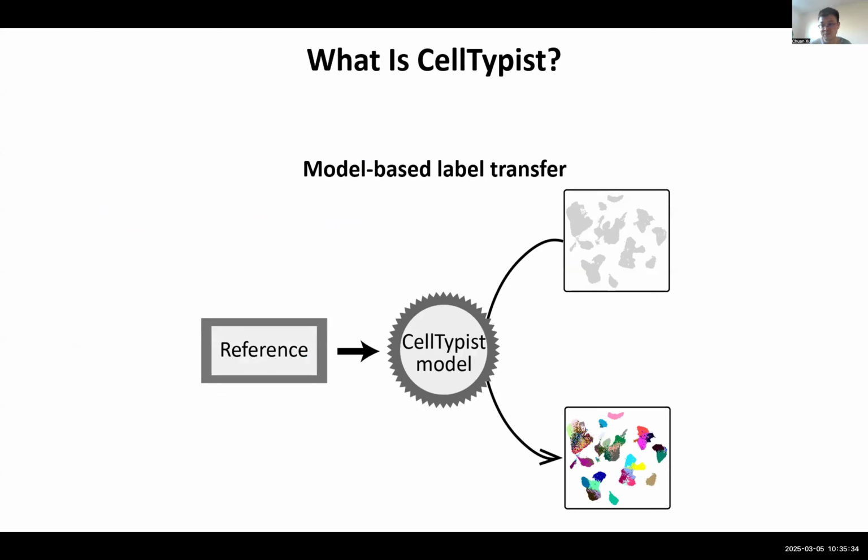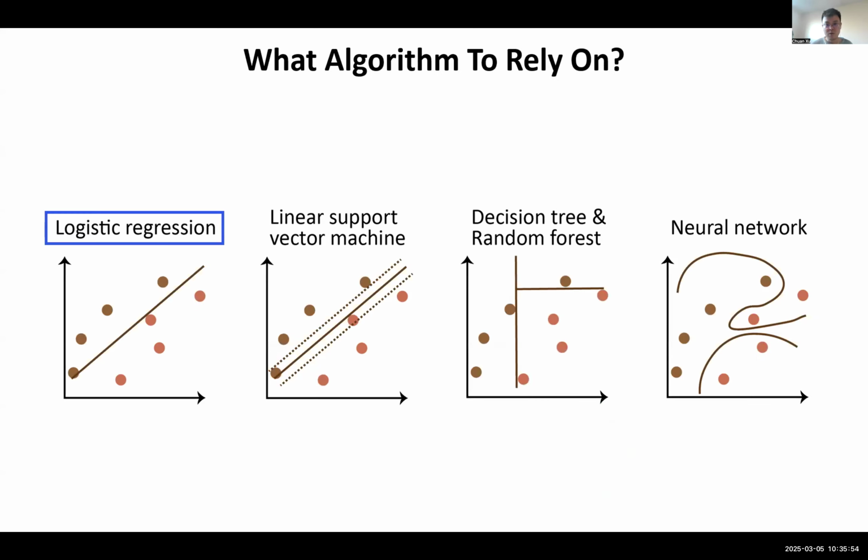So what is CellTypist? CellTypist has a very straightforward workflow. First, a reference data is trained into a CellTypist model, and then this model is used to classify query data into different cell types. Importantly, among different algorithms, we built CellTypist on logistic regression, a canonical machine learning algorithm, because it has a linear decision boundary at a high dimensional space, as well as other advantages I will touch upon in the following slides.